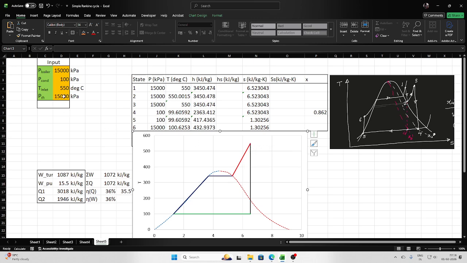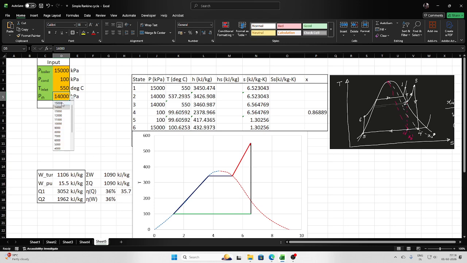Now I'll reduce this reheat pressure. See the impact of the reheat pressure on the efficiency as well as the work output. As I decrease the reheat pressure from 150 to 140 bar, the work output was 1072 and the efficiency was 35.5. Now if I move to 140, it becomes 1090 and the efficiency slightly improves.